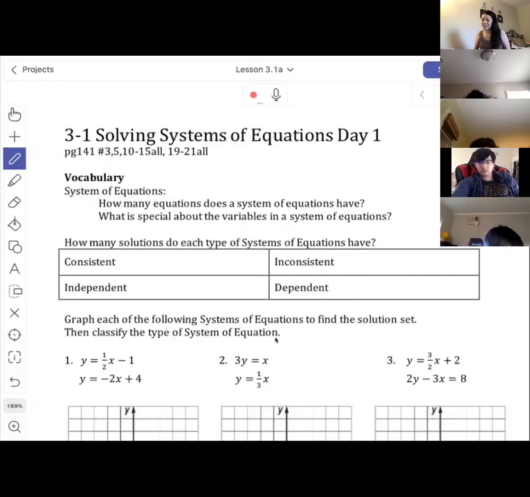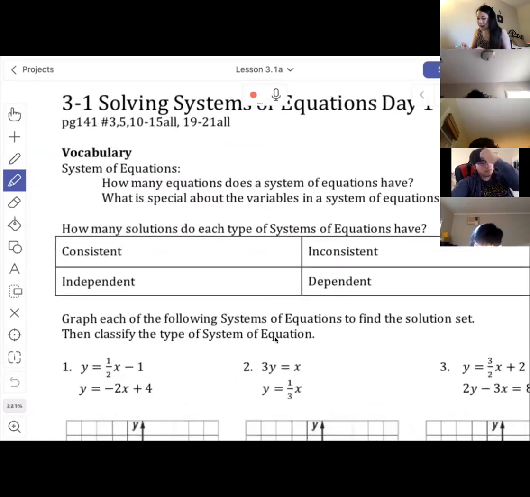All right. So 3.1, we're starting a brand new chapter all about systems of equations. So we're doing 3.1 day 1. And first off, let's talk about what is a system, right? What is a system of equations? So let me define it for you.